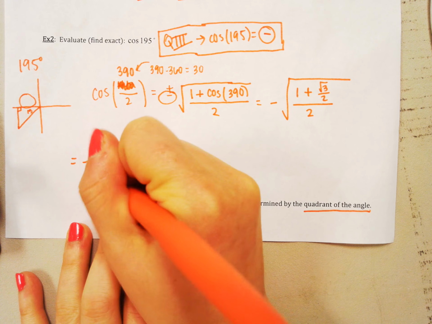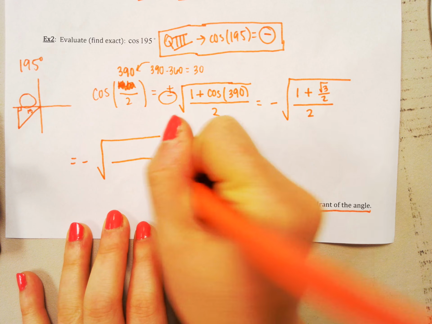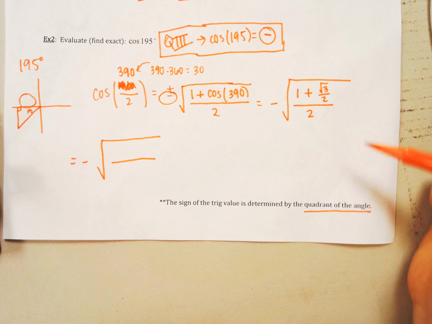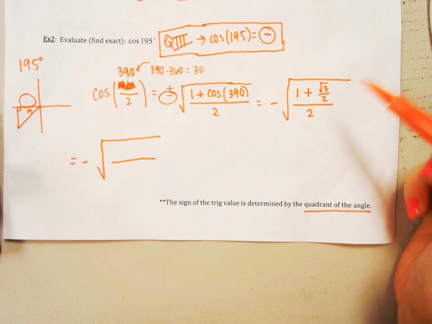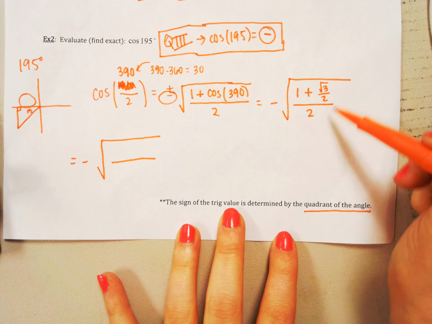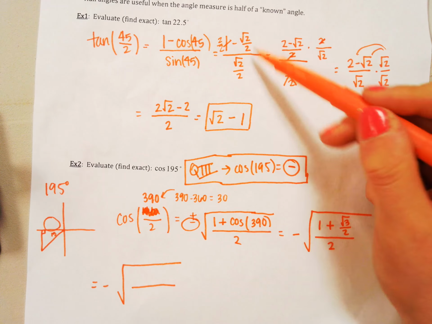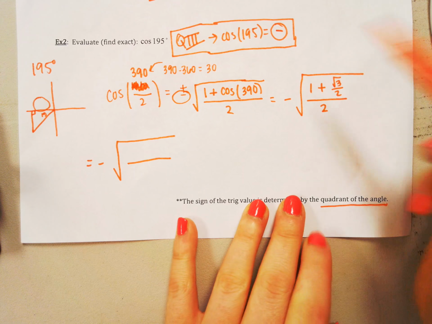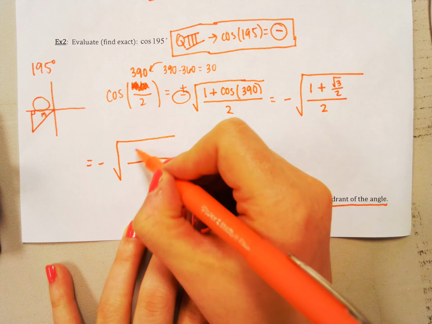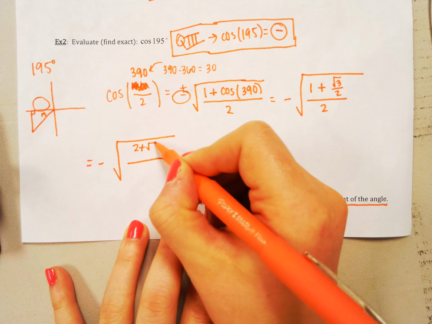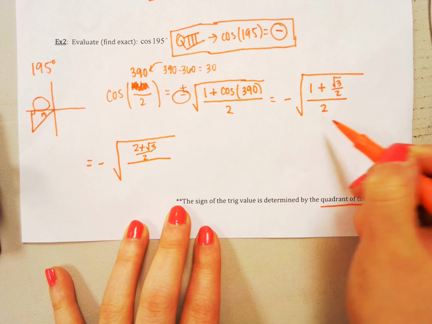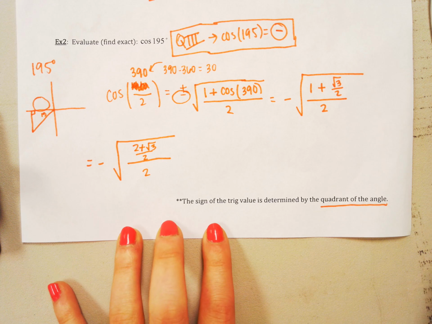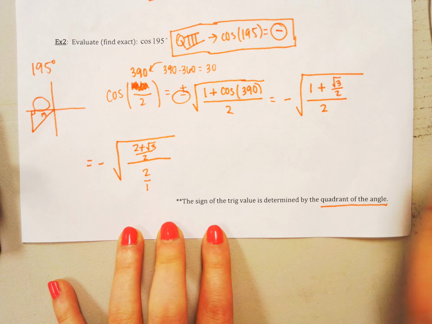So now it comes into algebra, and sometimes this gets a little bit complicated. So I'm just going to ignore this big square root and just focus on how I would simplify that. It's the same steps. So I'd have to come up with a common denominator. This would be 2 over 2. So on the top I have 2 plus root 3 all over 2. And on the bottom I have 2. And that's really 2 over 1.